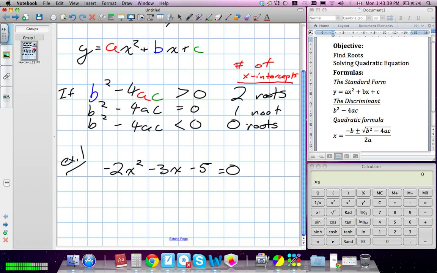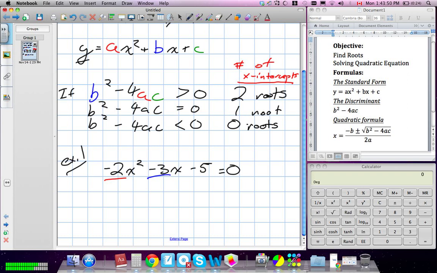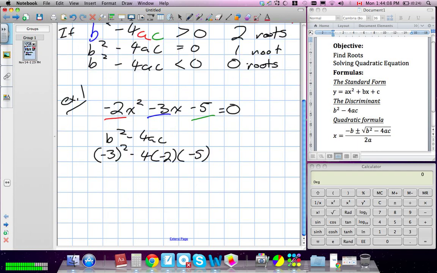So we're going to plug this into our formula, which is b squared minus 4ac. Our b is negative 3 squared minus 4 times negative 2 times negative 5. Negative 3 squared is 9. Negative 4 times negative 2, positive 8, times negative 5, negative 40. Okay, so we've got our little equal signs here.